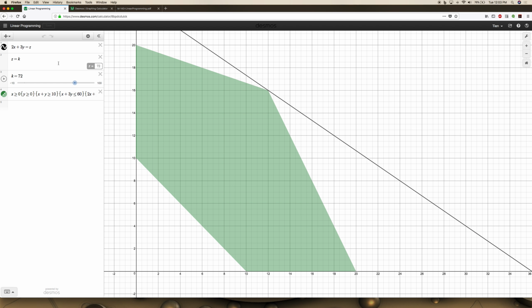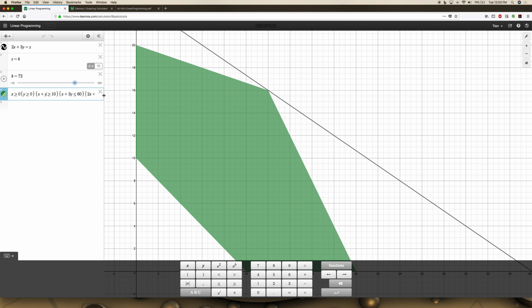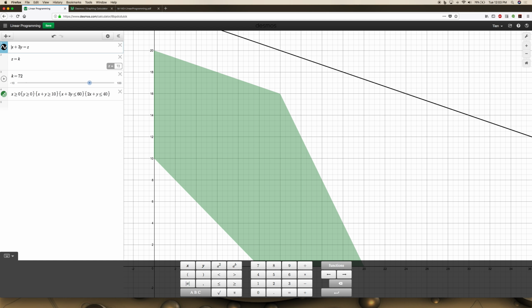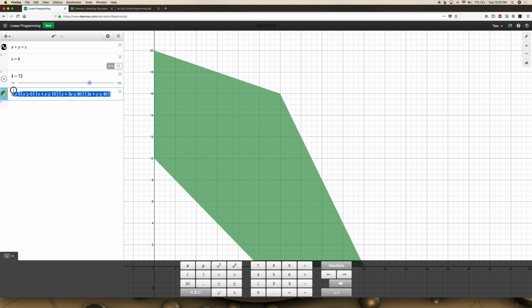Over here on this tab, this is the calculator that's embedded in my website, and it's set to maximize or minimize 2x plus 3y, subject to a kind of long list of constraints here. So why don't we go ahead and change this to reflect the inequalities in our problem.